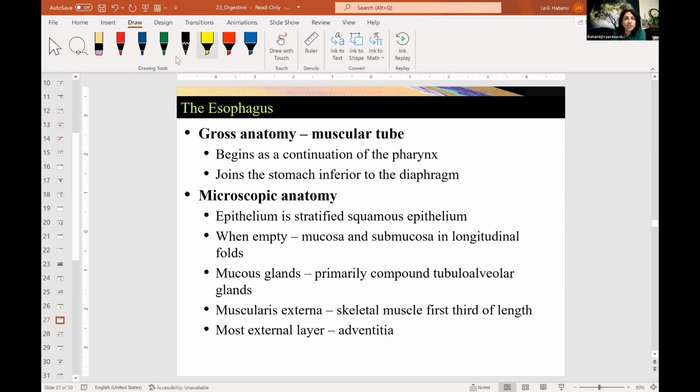The epithelial tissue of the esophagus is a stratified squamous epithelium. And then the muscularis externa, in some part, can have skeletal muscle. The first third of the length of the esophagus is skeletal muscle, but the other parts have smooth muscle. And then the outer layer is adventitia. It's not a serosal layer, because the serosal layer is found in our abdominopelvic cavity, but most of the esophagus is found in our thoracic cavity.